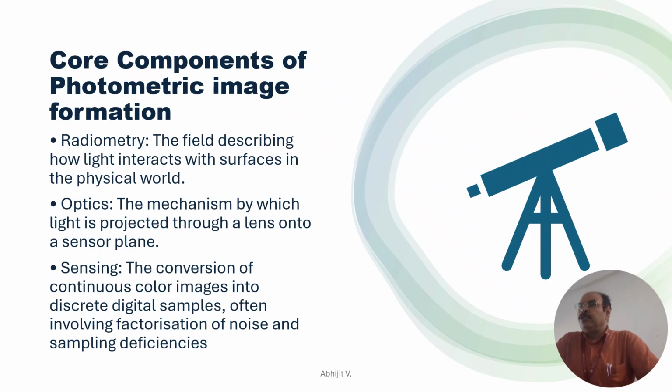So what are the components of a photometric image? What are the important components? The important components are, number 1, radiometry. So these are the important domains, or important verticals, that you have to keep in your mind when you are working with photometric images. When you are trying to create an image, these are the important things that you have to keep in mind.